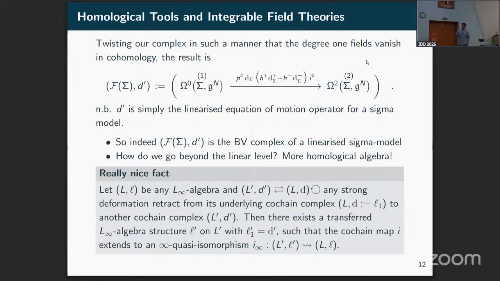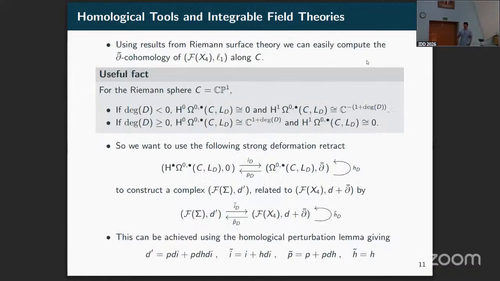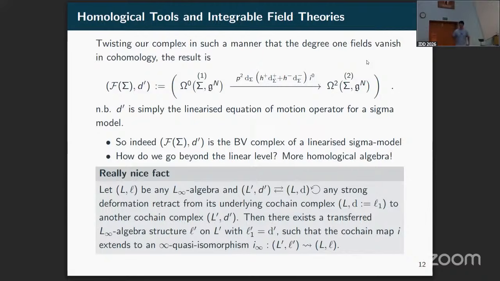So if we twist our complex in such a way that the degree 1 fields vanish in cohomology, which is a very important thing to do for 4D Chern-Simons theory, it is essentially tantamount to saying that the Z bar component of your gauge field is completely gauge trivial. The idea being that if it vanishes in cohomology, if we think of what g^-1 dg looks like infinitesimally, it will just look like d epsilon, so it's exact. This is just the infinitesimal statement that it's gauge trivial on the Z bar direction.